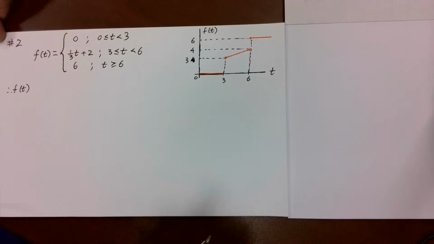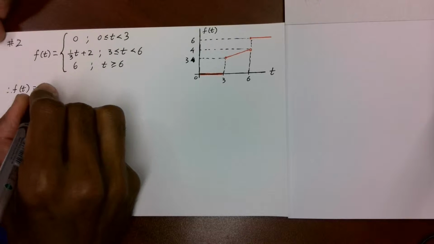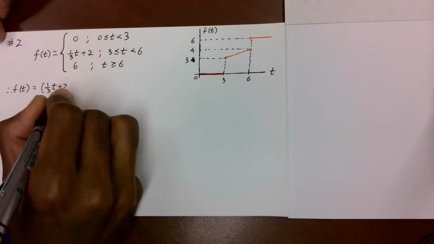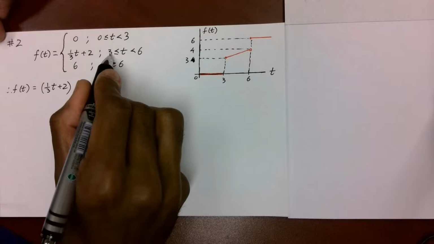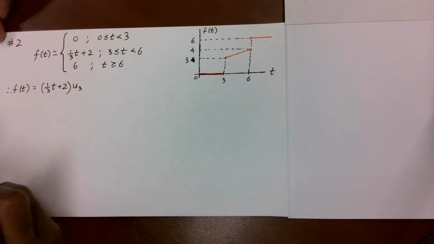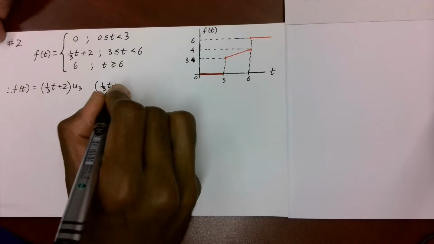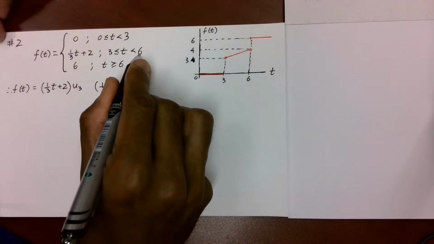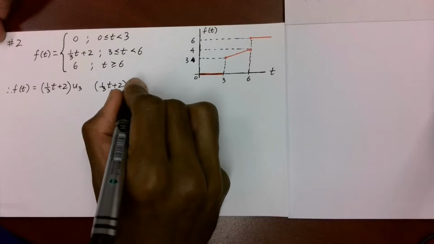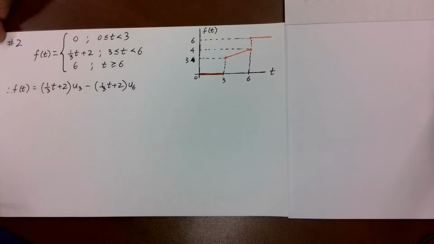So therefore we can say f of t is equal to this first piece, 1 over 3t plus 2, which starts at 3, and so I must attach a u3 with it. And now the same function 1 over 3t plus 2 stops when t value is 6, so I will attach a u6 with it. And because it stops, I have to subtract it. So whenever you start, it is positive. Whenever you stop, it is negative.